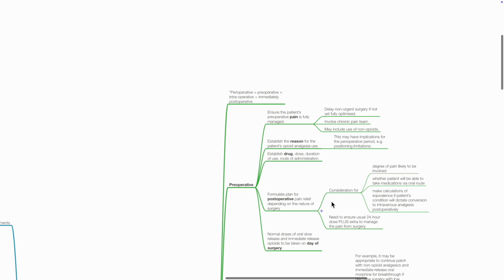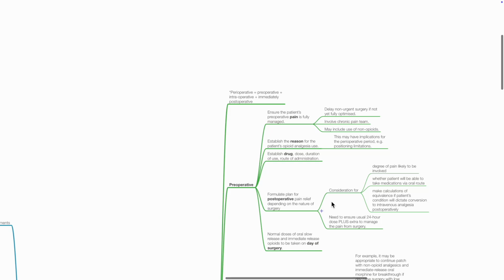Preoperative. Ensure the patient's preoperative pain is fully managed. Delay non-urgent surgery if not yet fully optimized. Involve the chronic pain team. This may include use of non-opioids. Establish the reason for the patient's opioid analgesia use. This may have implications for the perioperative period, such as positioning limitations.